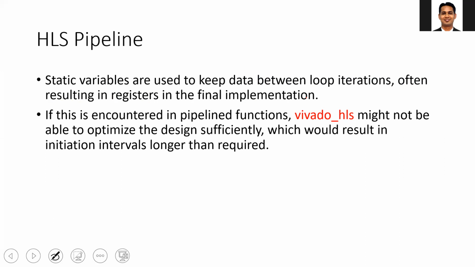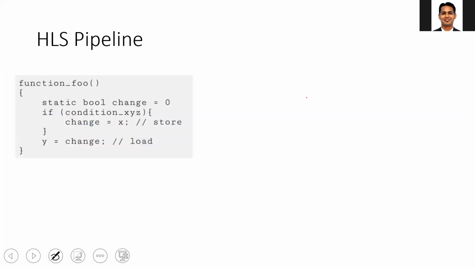You may get an initiation interval of more than 1, because your next iteration will be started only after the completion of the previous iteration. So again, you need to take care of this. You might have to rewrite the code. For example, in the example here, you can see that I am using this static change variable. That means it is initialized to 0 only once in the beginning, and thereafter it will retain the value present in the previous iteration.